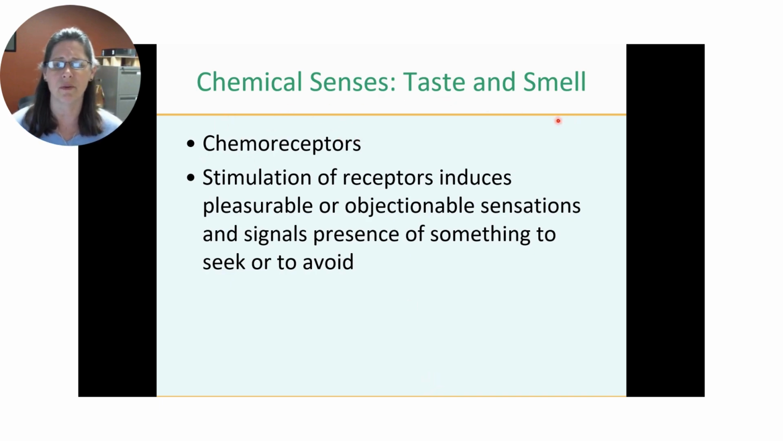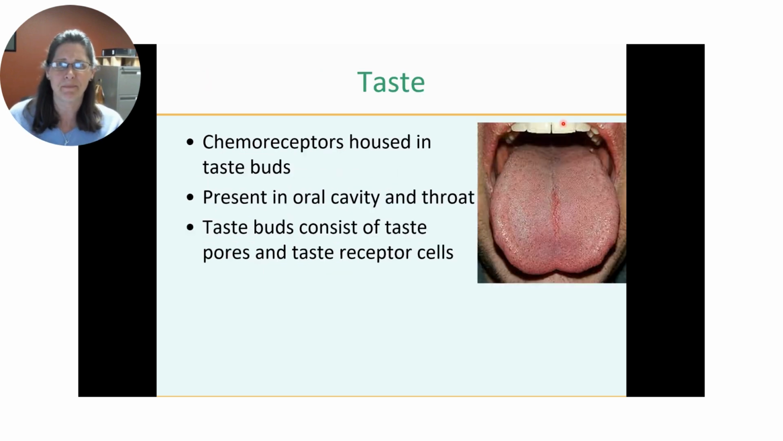Chemical senses come in the form of taste and smell. We stimulate receptors, these chemoreceptors, and they make you feel either pleasurable or objectionable sensations, so it helps us to either seek that out or avoid it. Usually things that are bad for you smell bad. Things that are bad for you taste bad, usually. And so we have an innate response to want to get away from things that taste or smell bad. Let's do taste first.